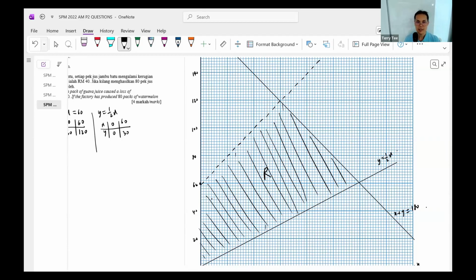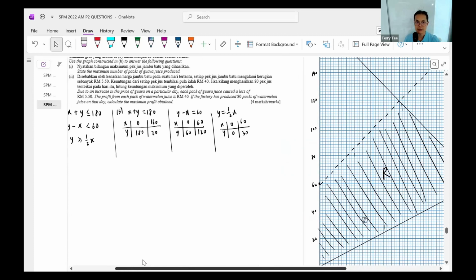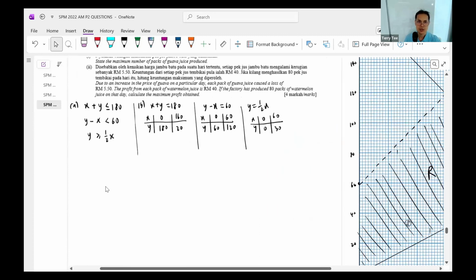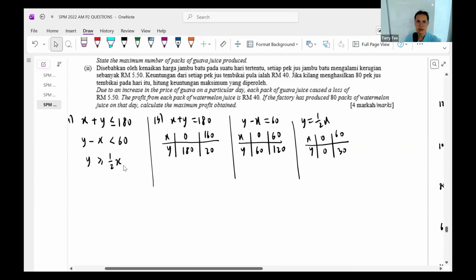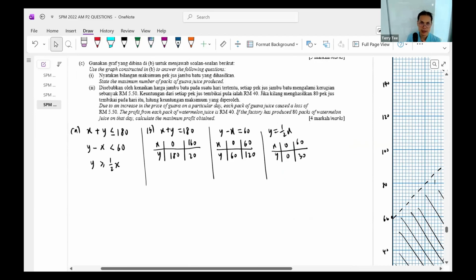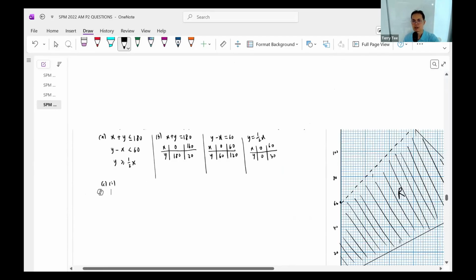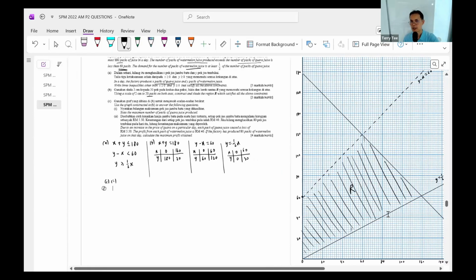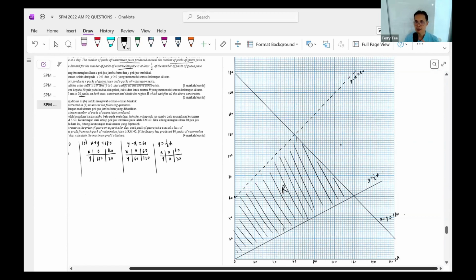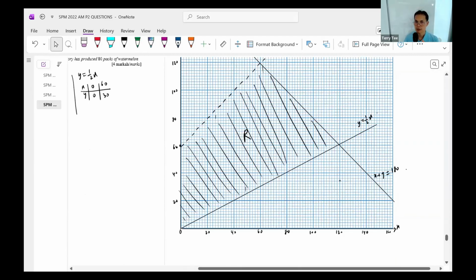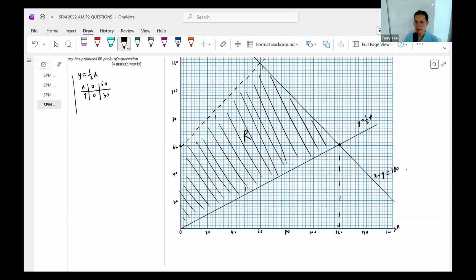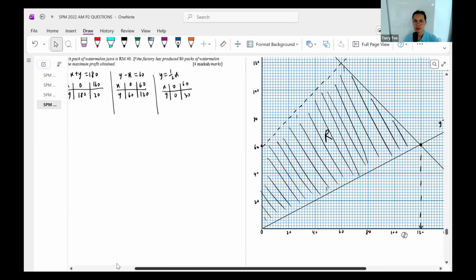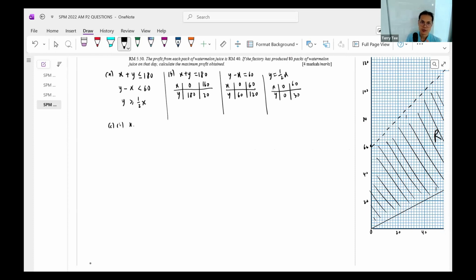All right. Now, next we're going to use a graph to solve this. They say use a graph to answer this question. C Roman 1. The maximum number of packs of guava. Guava is X. If you look at the graph, the largest X value is where? The largest X value is here. So you move it down and find your X value. Your X is 120. So we say X maximum is 120.